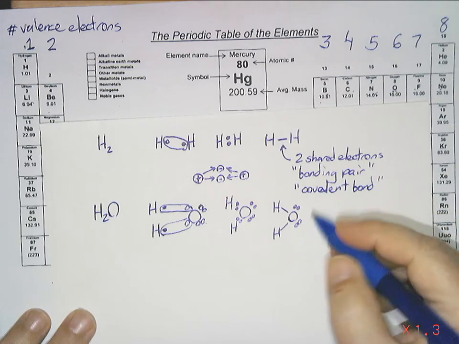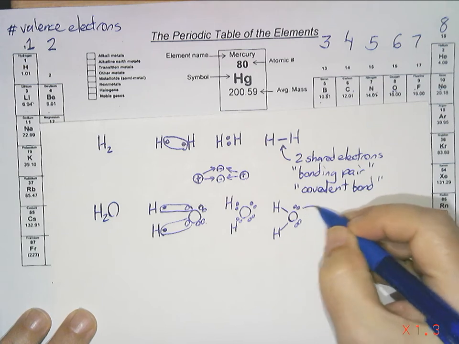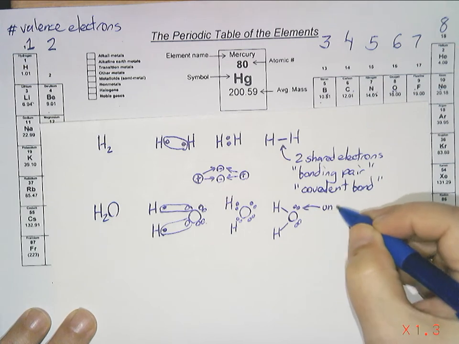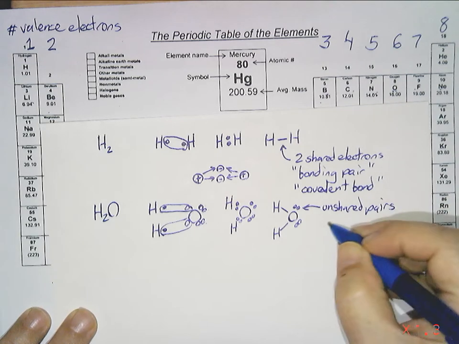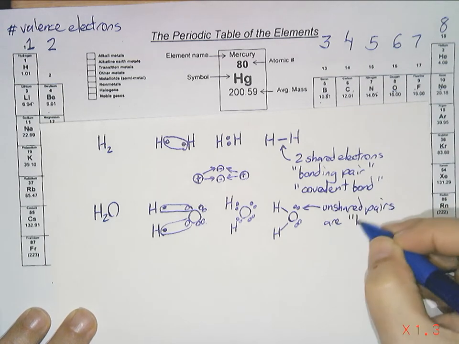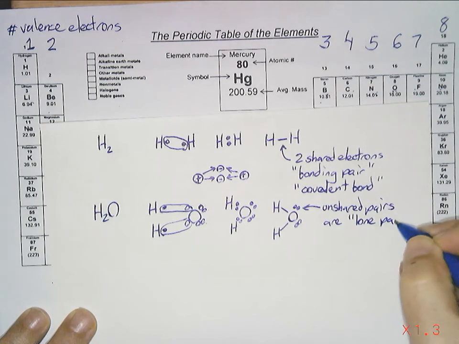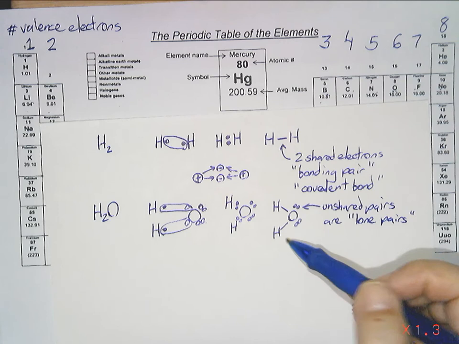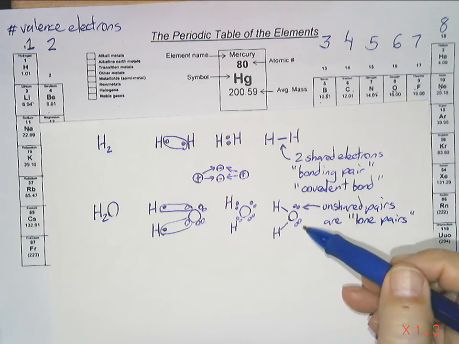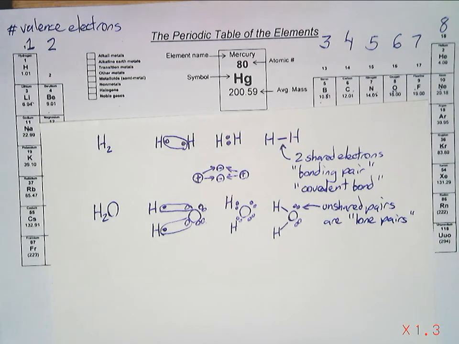So this is something new. We have 2 unshared pairs. You call an unshared pair lone pairs. So you can see in the homework when they ask you about a Lewis structure to count how many bonds do you have and how many lone pairs do you have. You'd say in this molecule you have 2 bonds and you have 2 lone pairs.